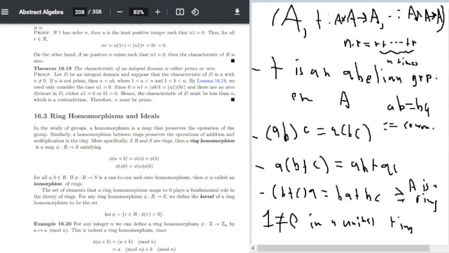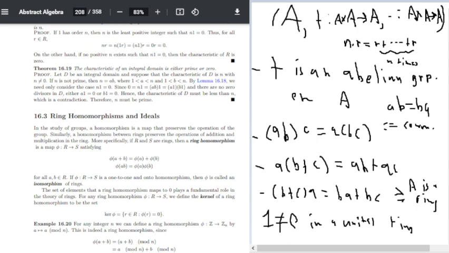Now, Theorem 16.19. The characteristic of an integral domain is either prime or 0. Ooh, this is spicy. Let D be an integral domain, and suppose that the characteristic of D is n, with n not equal to 0. If n is not prime, then n is equal to ab, where 1 is less than a is less than n, and 1 is less than b is less than n.